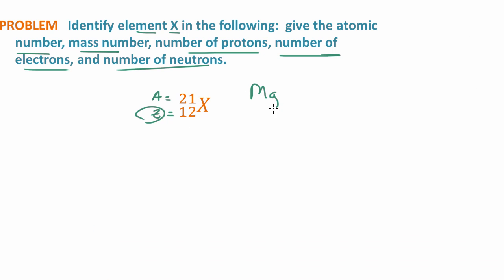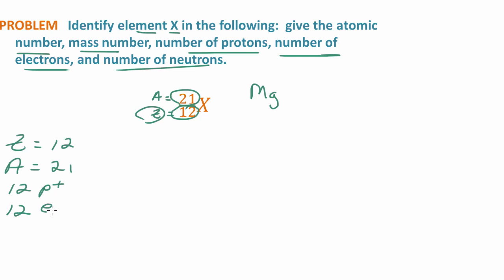So let's go back up here. We know that the element is magnesium, and it wants the atomic number, so Z is 12. It wants the mass number, that's A, that's 21. That's this one here. Mass number is always here on top, and Z is always below the mass number. It wants to know the number of protons, so that corresponds to Z, so 12 protons. A neutral atom then would have the same number of electrons, and then the number of neutrons would be A minus Z, so 21 minus 12, and that would be 9 neutrons.